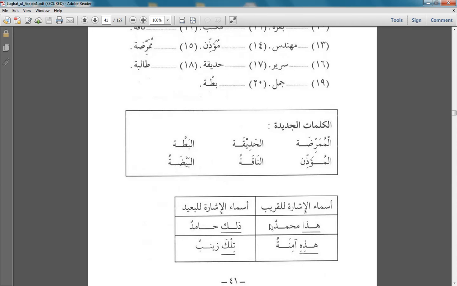And this box basically describes asma'ul ishara lil qarib, so hadha and hadhihi for masculine and feminine respectively, when you are beckoning towards something that is close to you, and asma'ul isharati lil ba'id, when you are pointing at something which is far away. ذلك حامد, tilka زينب, masculine and feminine.